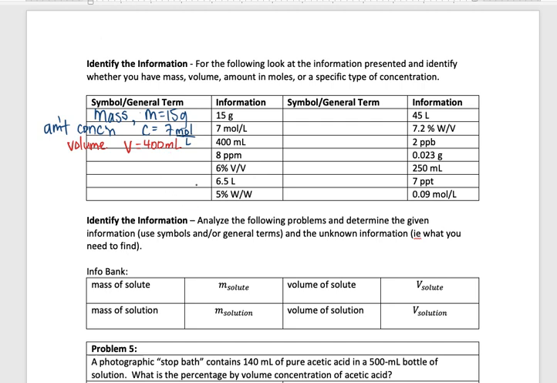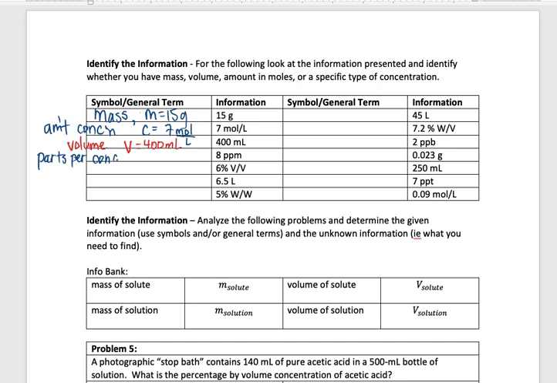Next one, 8 ppm. Again, that's all about being able to identify the different concentration units. So just keep looking at those tables above and figuring out what is what. Here, this is a parts per million concentration.